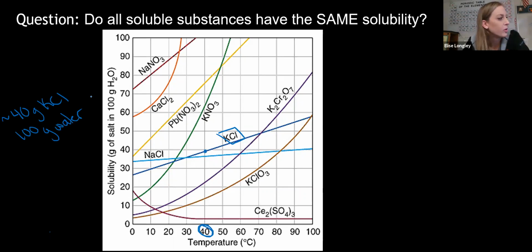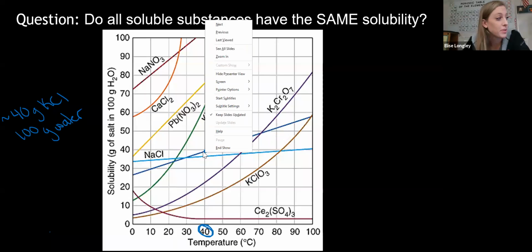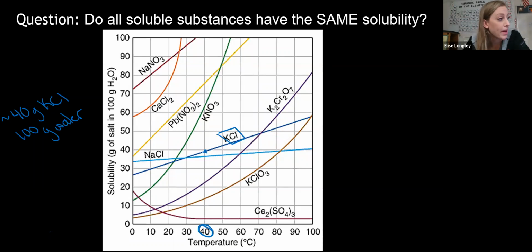Okay. So once you get above 40 grams, it's not going to dissolve anymore. So on this line, if you added 40 grams of this salt at 40 degrees Celsius water, would it be saturated, unsaturated, or supersaturated? Would it be saturated? Yes, because it has a maximum capacity of 40 grams based on this chart at that temperature, and you dissolved the max capacity.